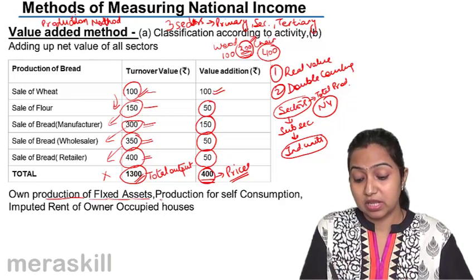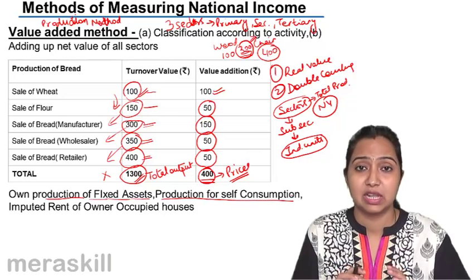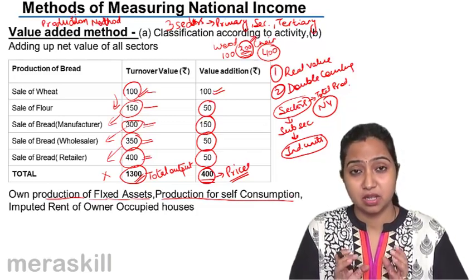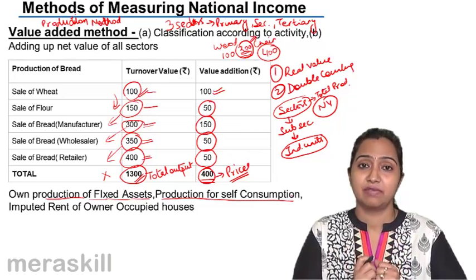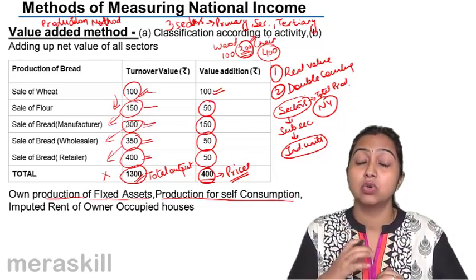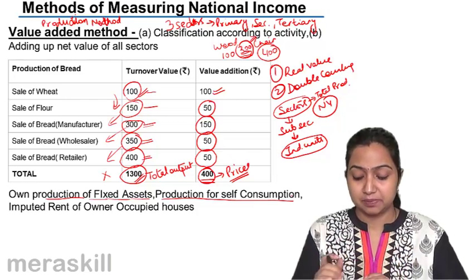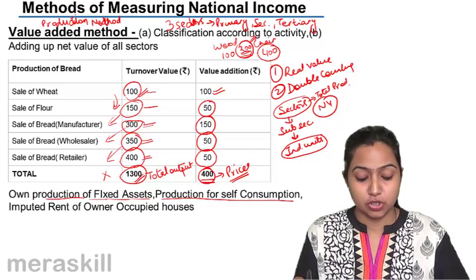Then you have to keep into account the production that has been kept for self-consumption. This especially happens in the primary sector, where the farmer is producing and a part of the produce he keeps for his self-consumption. That also should be added. It is not that that should not be added. So production for self-consumption should be taken into mind.